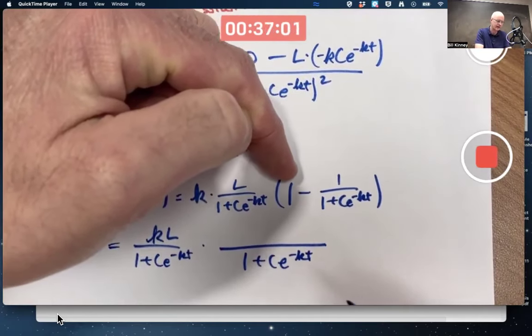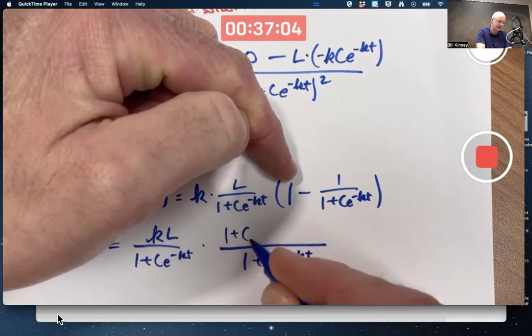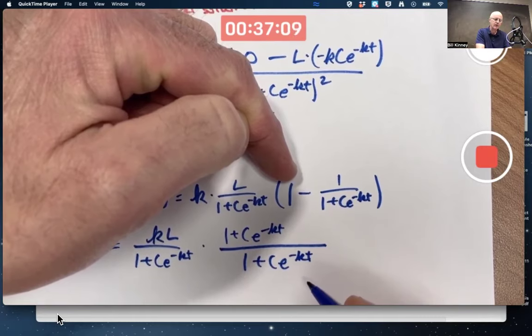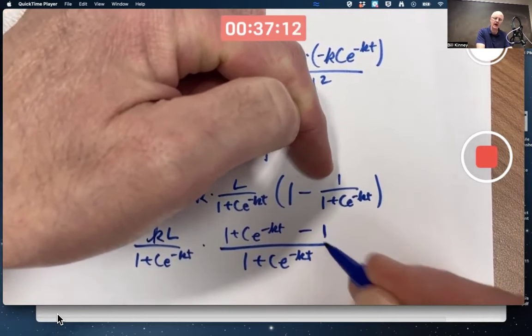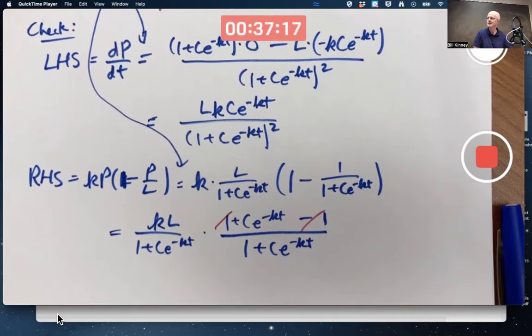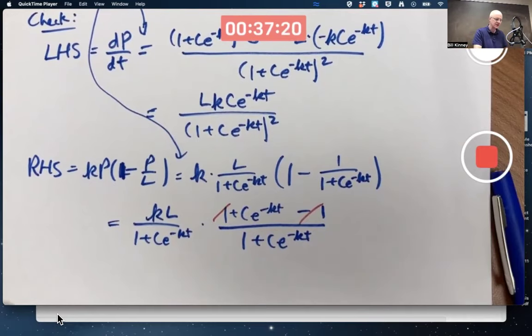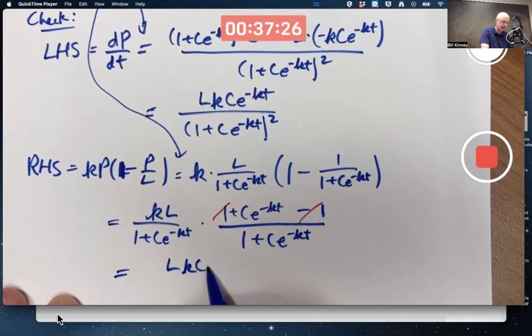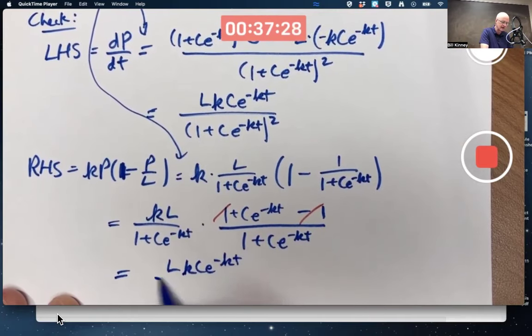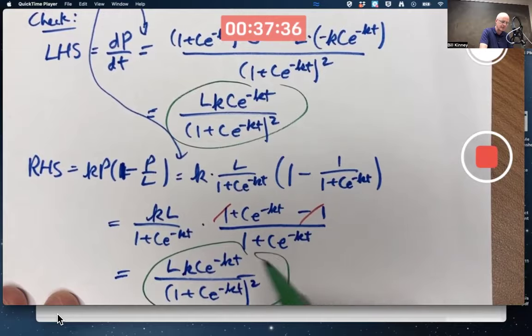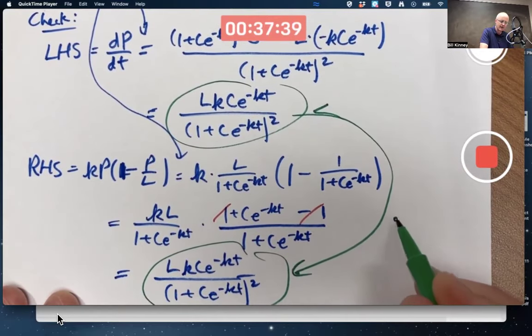1 becomes 1 plus C e to the negative KT over 1 plus C e to the negative KT. But then we're also subtracting 1 from the second fraction. The 1s cancel. And after multiplication of the numerator and denominators, we get the same thing we got with the left-hand side. And we are very, very happy that these two things match.